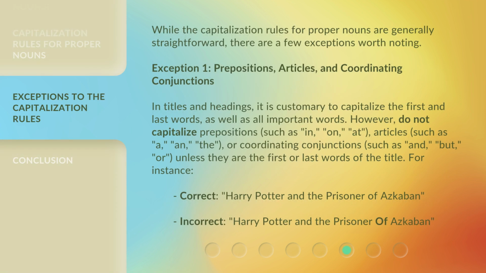While the capitalization rules for proper nouns are generally straightforward, there are a few exceptions worth noting. Exception 1. Prepositions, articles, and coordinating conjunctions. In titles and headings, it is customary to capitalize the first and last words, as well as all important words. However, do not capitalize prepositions, such as in, on, at, articles, such as a, an, the, or coordinating conjunctions, such as and, but, or, unless they are the first or last words of the title.